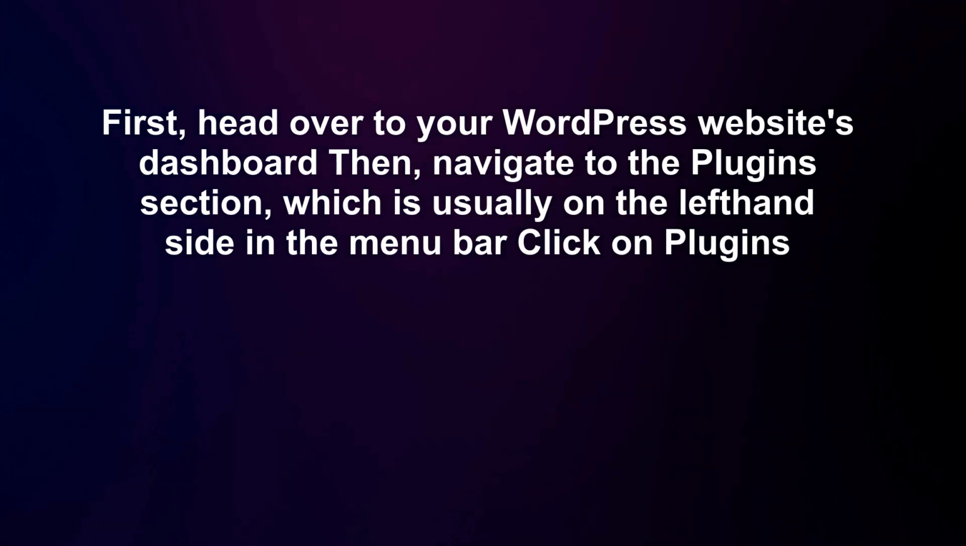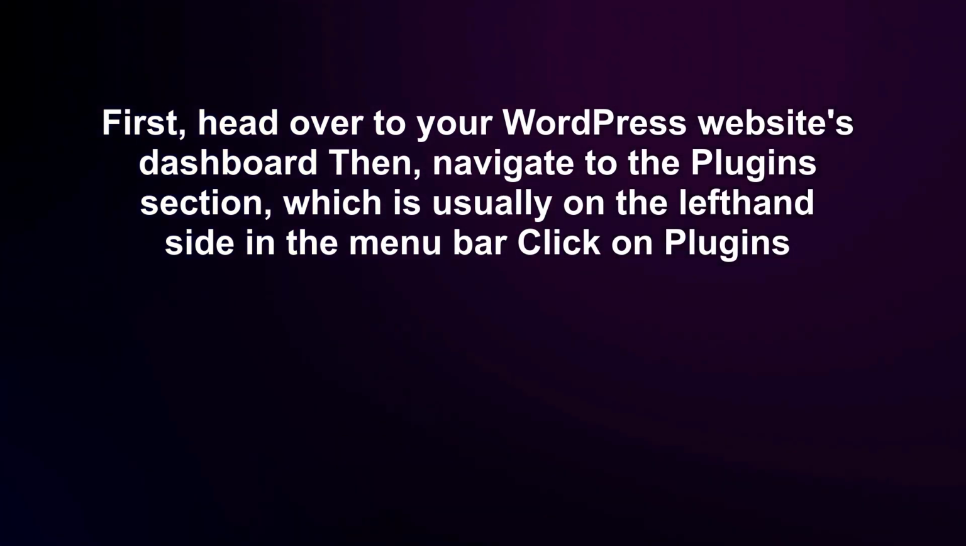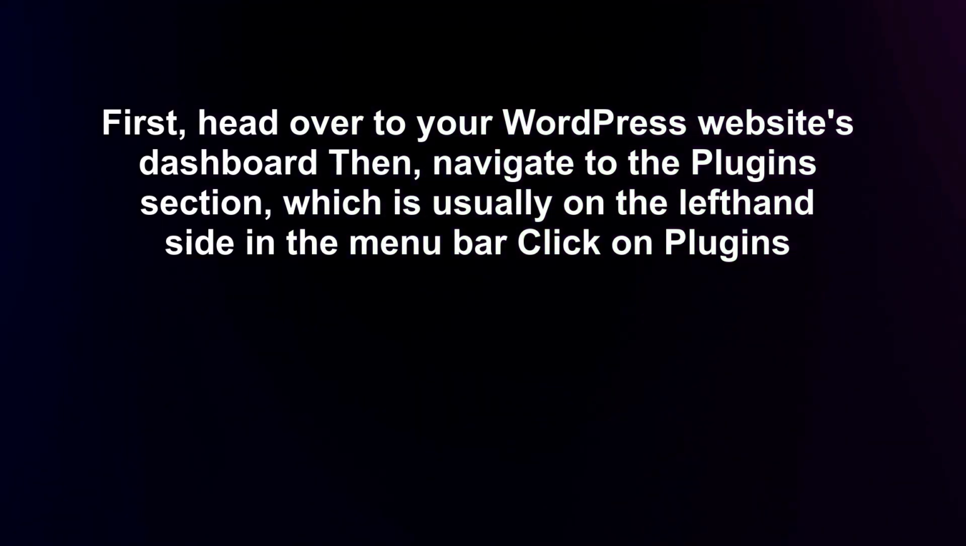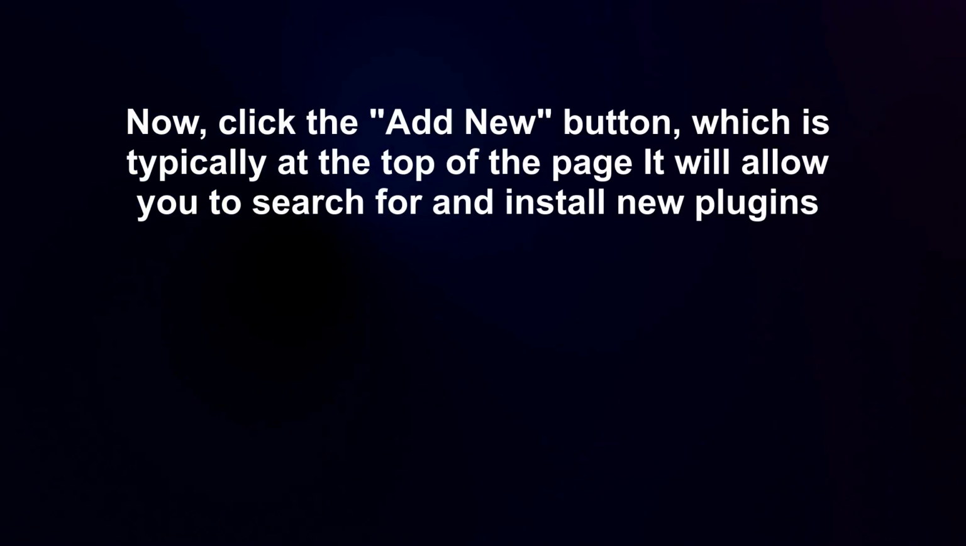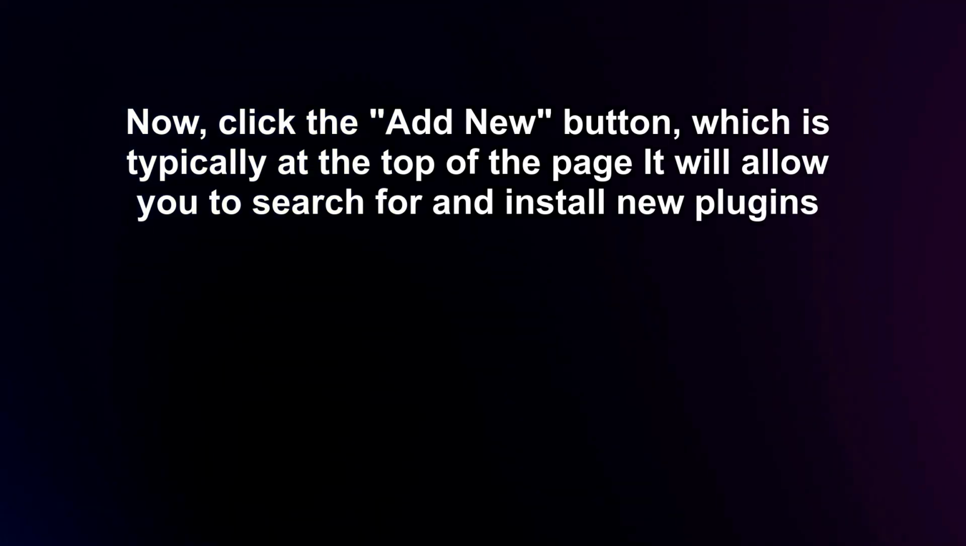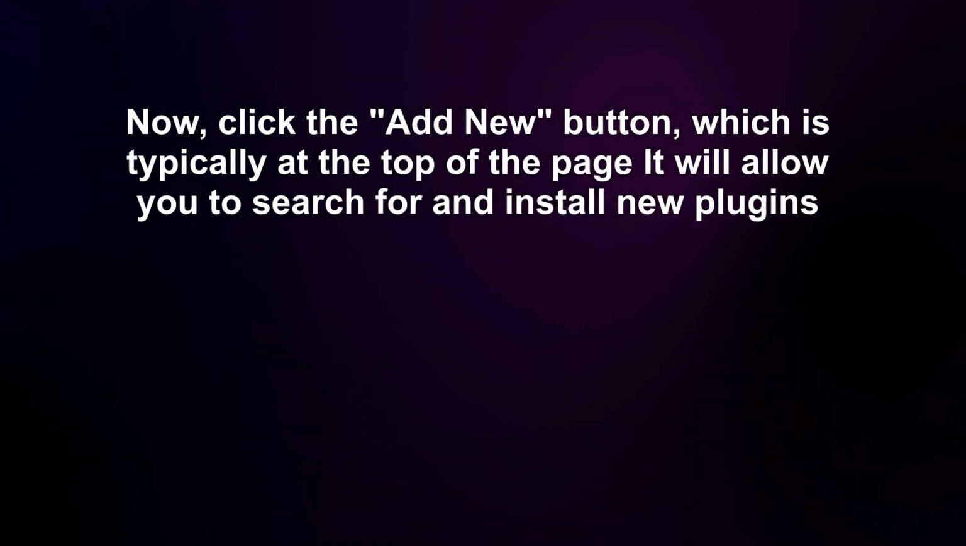First, head over to your WordPress website's dashboard, then navigate to the plugins section, which is usually on the left-hand side in the menu bar. Click on Plugins. Now, click the Add New button, which is typically at the top of the page. It will allow you to search for and install new plugins.